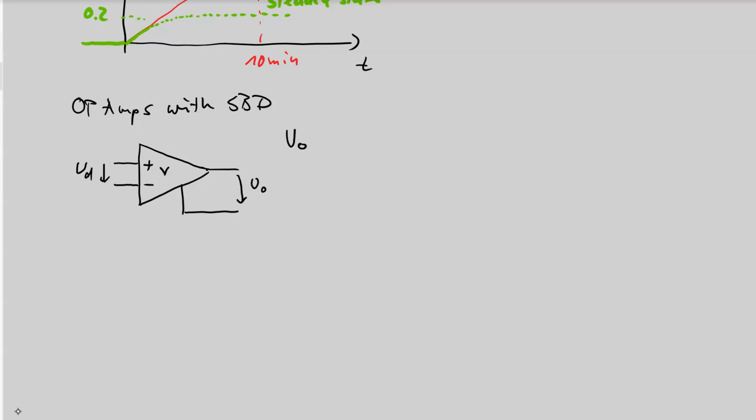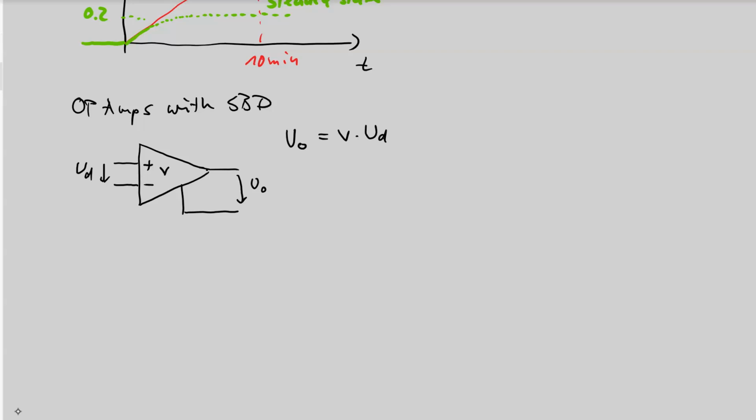and the equation we use for this in the first approximation is very simple. Ignoring input currents, ignoring noise and so on, an OpAmp is a differential amplifier. U sub O is differential gain times input differential voltage. So with this gain V, the input voltage is multiplied and sent to the output voltage.